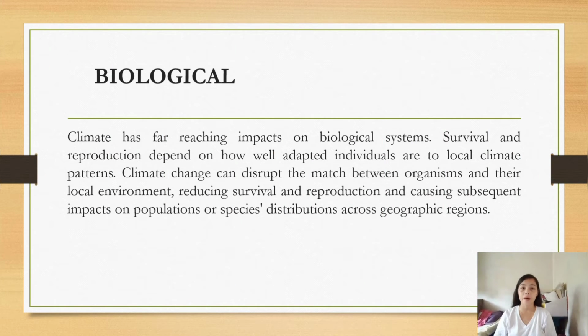Next is the impact of climate change in biological. Changes in climate will have far-reaching effects on all aspects of biology. Climate has far-reaching impacts on biological systems. Survival and reproduction depend on how well adapted individuals are to local climate patterns. Climate change can disrupt the match between organisms and their local environment, reducing survival and reproduction and causing subsequent impacts on populations or species distributions across geographic regions.